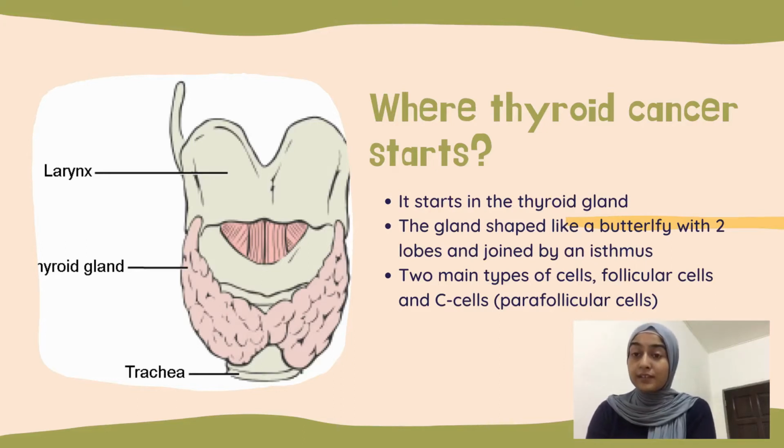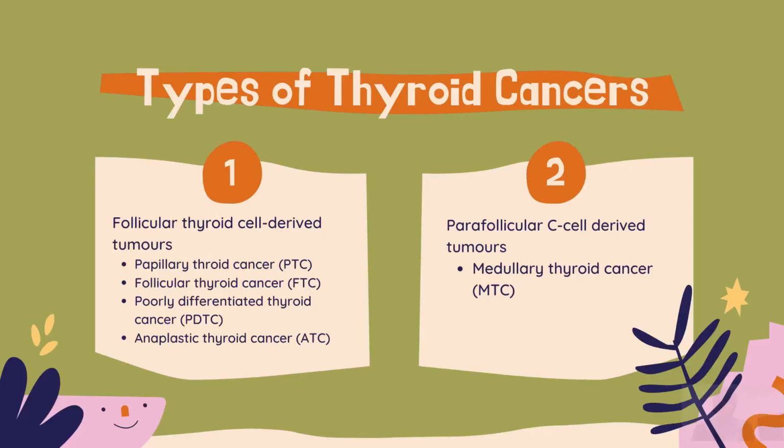And for C cells, the cells produce calcitonin, a type of hormone that helps the body to use calcium. As for the types of thyroid cancer, there are follicular thyroid cell derived tumors, which are papillary thyroid cancer, follicular thyroid cancer, poorly differentiated thyroid cancer, and anaplastic thyroid cancer. And for parafollicular C cell derived tumor, there is medullary thyroid cancer. However, it accounts for just a small proportion of thyroid malignancy.